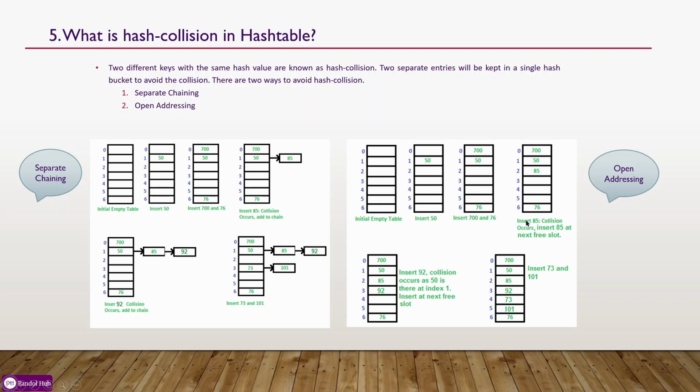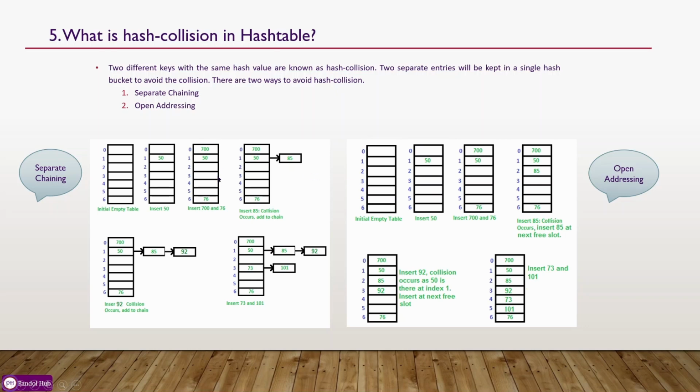So for example, here you are trying to insert 85. Collision occurs. Here we have appended the 85 as the next node to 50. Whereas in this case, the next free node other than 1 is 2. The next immediate free node is 2. So it's just inserting the 85 into the next available free node. And similarly for 92, it inserts in the next available bucket. And similarly, the 73 and 101 just get filled in the next available free buckets. So this is called open addressing.